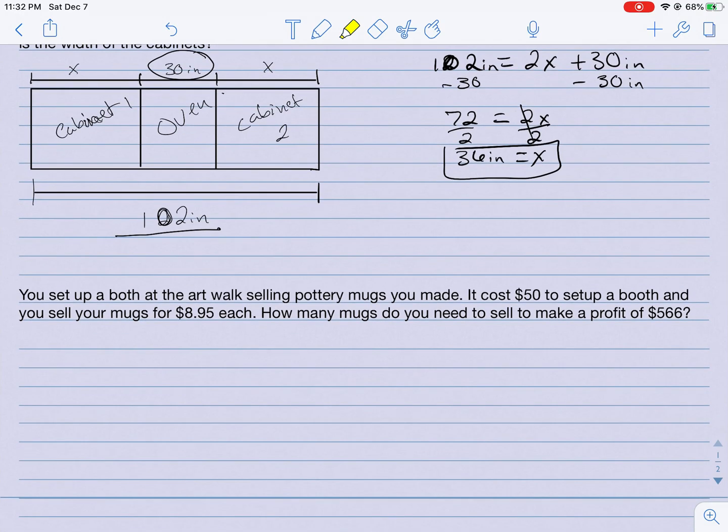Okay, last one. You set up a booth at the Art Walk selling pottery mugs you made. Okay, it costs $50 to set up a booth, and you sell your mugs for $8.95 each. Okay, how many mugs do you need to sell to make a profit of $566? Okay, so our goal is to make $566.